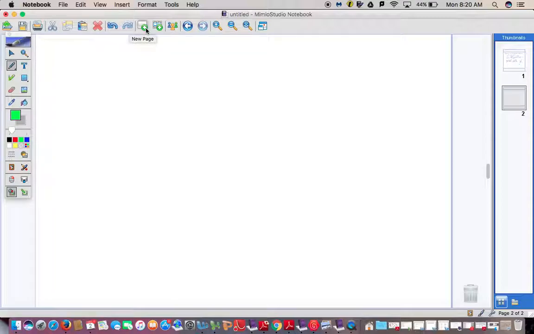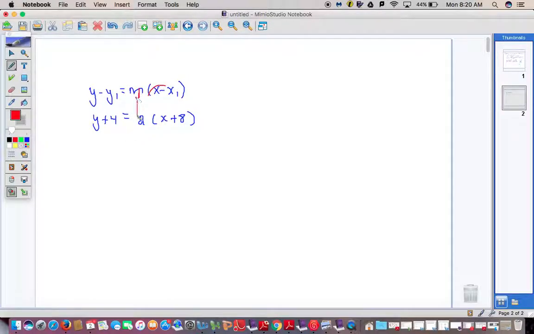Okay, so let's look at one where we don't have the equation in the exact form. Let's look at y minus y1, we know, is our equation, equals m times x minus x1. And what if we had the equation of y plus 4 equals 2 times x plus 8? Again, our slope is the easiest to identify. So our slope is this 2. So we know our slope equals 2. But then what is our x1, y1? What is that ordered pair?